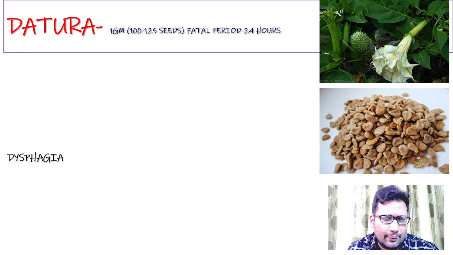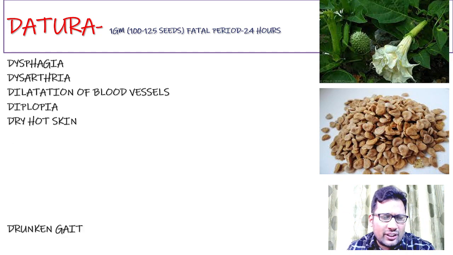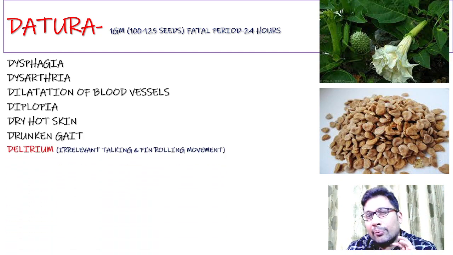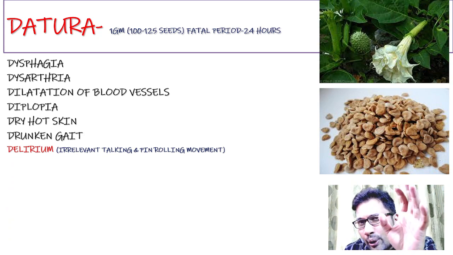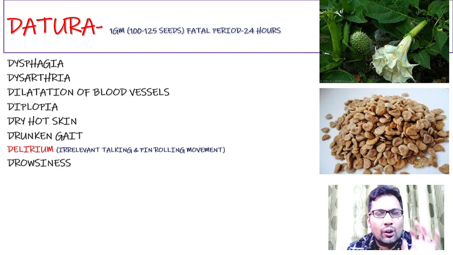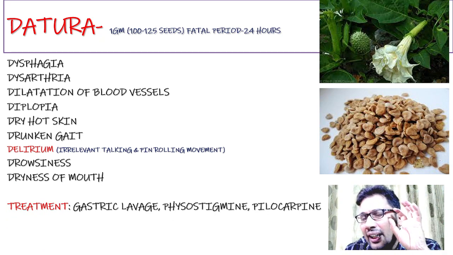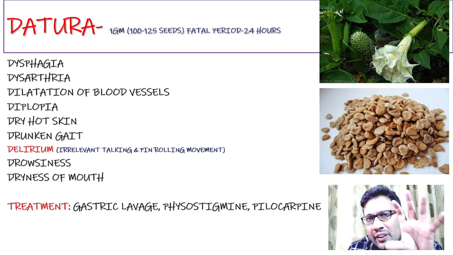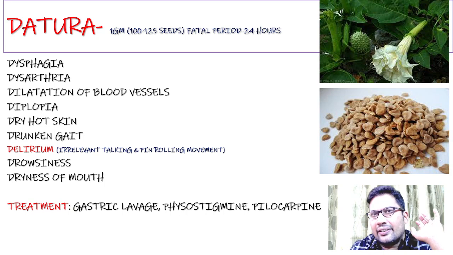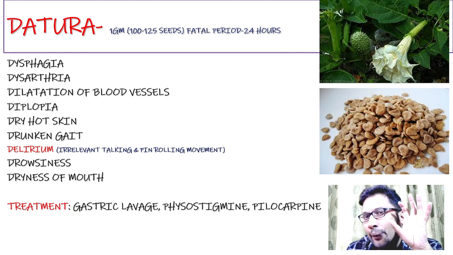The manifestations are very simple: dysphagia, dysarthria, dilatation of blood vessels, diplopia, dry hot skin, drunken gait, delirium. The delirium is muttering delirium. There is one very important finding known as carpologia, which can be asked in exams. Drowsiness, dryness of the mouth, and treatment is gastric lavage, physostigmine and pilocarpine. Remember, physostigmine is given because it can cross the blood-brain barrier, so it is better than other agents like neostigmine. And one more very important point, remember, it is a well-known road poison. It is used in robbery.